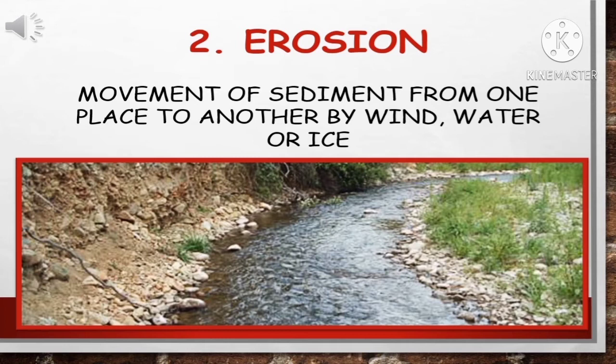Next process is erosion. So erosion means movement of sediment from one place to another by wind, water, or ice. So as you can see on the picture, the sediments will be transferred to another place or location by the water. So the agent of erosion here is the water.